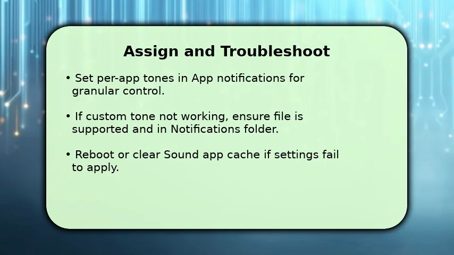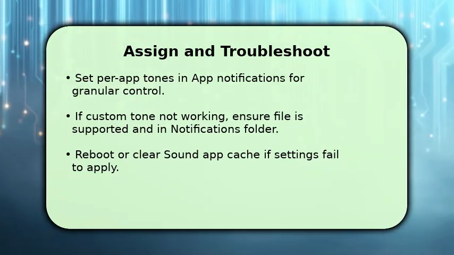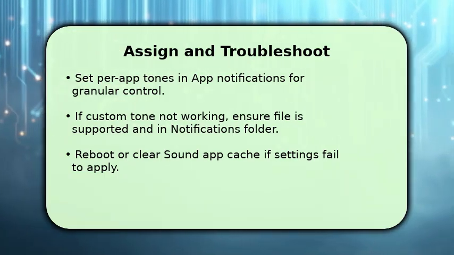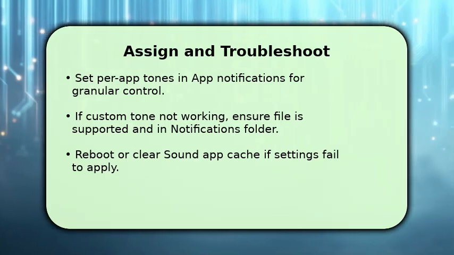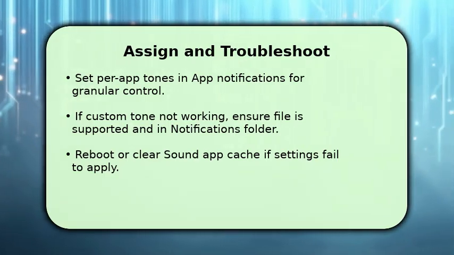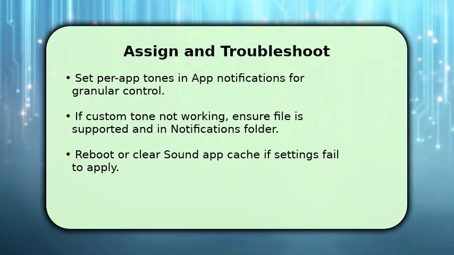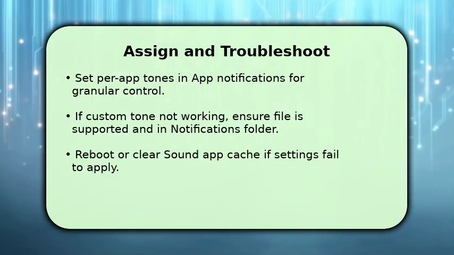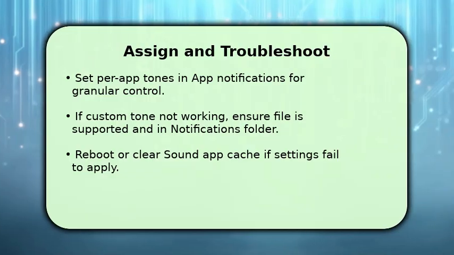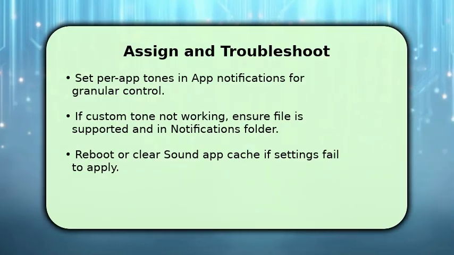If the custom tone doesn't appear or play, make sure the file format is supported, MP3 or OGG, and move it to the notifications folder so Android indexes it. Once done, reboot the phone or clear the Sound app cache to force a refresh. If problems persist, confirm Do Not Disturb and app notification permissions are enabled.